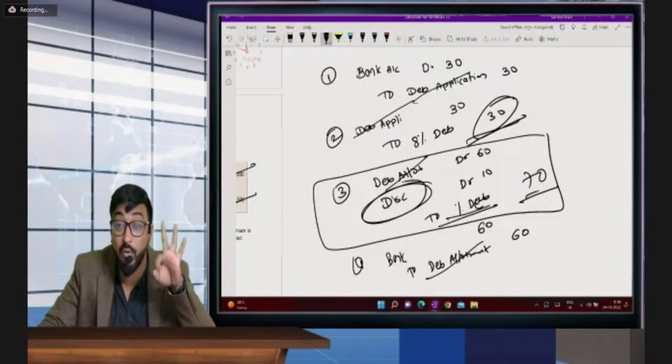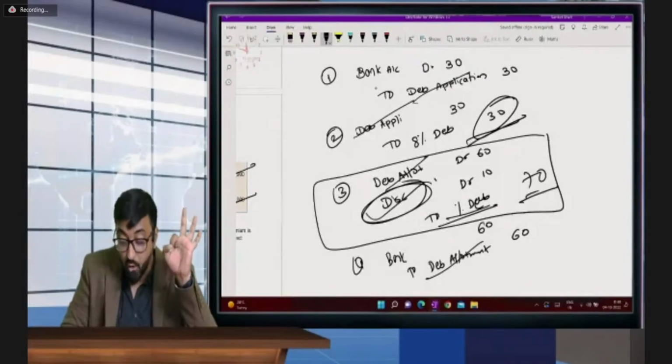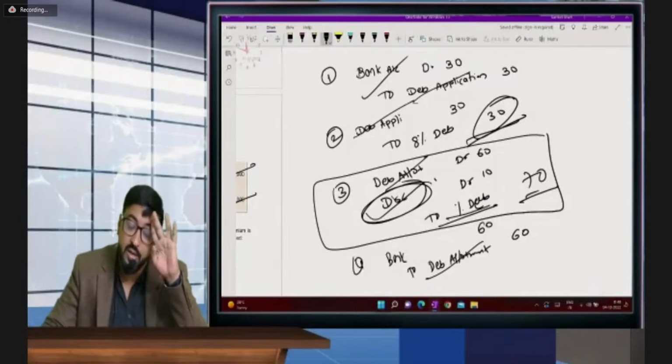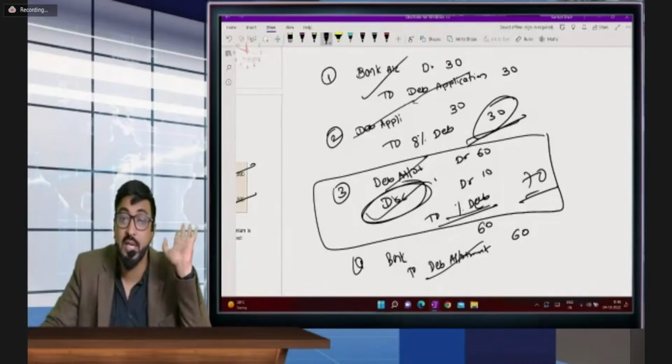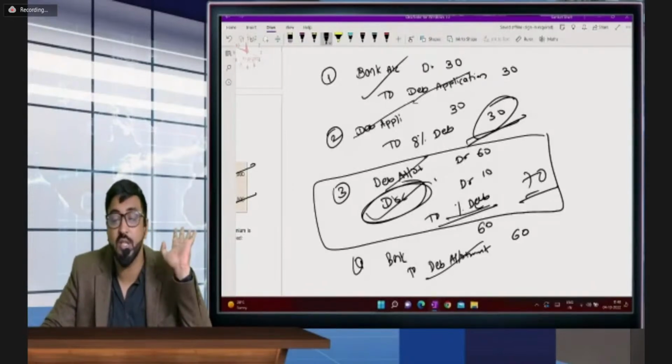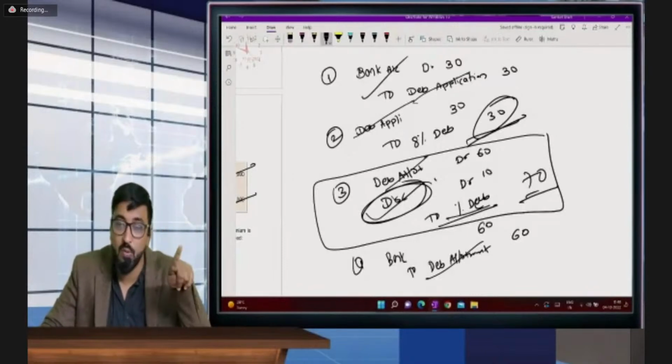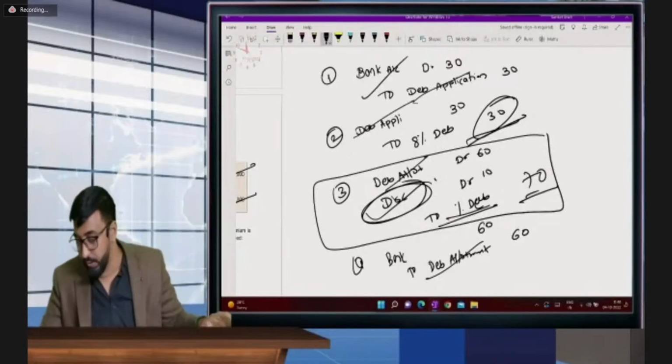Barakatullah ji asking me a question: sir, why is discount recorded here, not in application? Yes, good question. If nothing is given, we have to adjust it in allotment. Where to adjust it? In allotment, if nothing is mentioned in the question. Okay. So discount is always adjusted in allotment. Good question, Barakatullah ji.